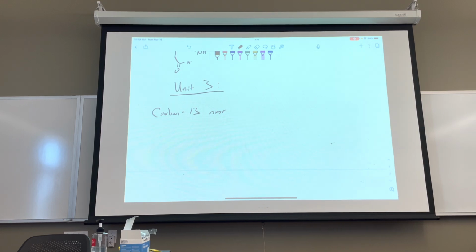So for those of you who are like me and really struggled learning proton NMR, C-13 is a walk in the park. It is much, much, much less complicated than proton NMR. And so whereas you probably last semester spent a good, I don't know, I'm guessing 3 to 4 lectures learning proton NMR, we're going to get it done in probably 1.